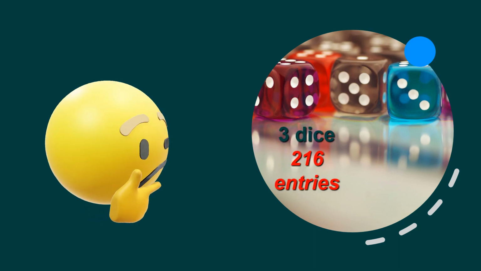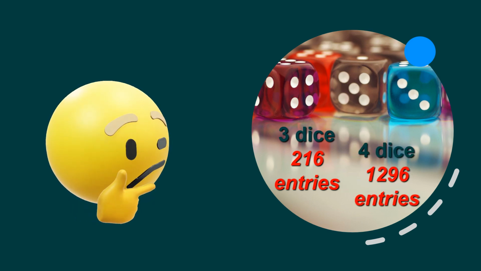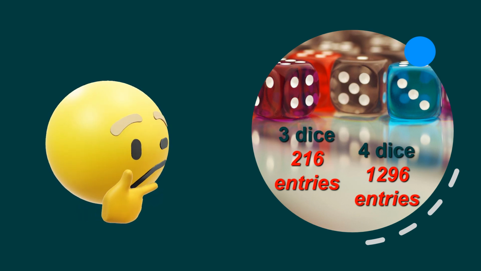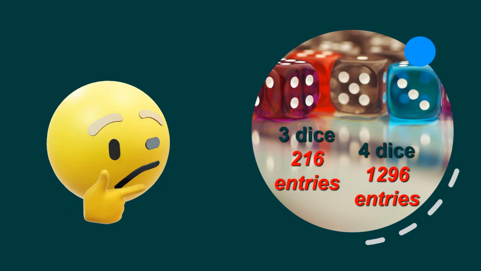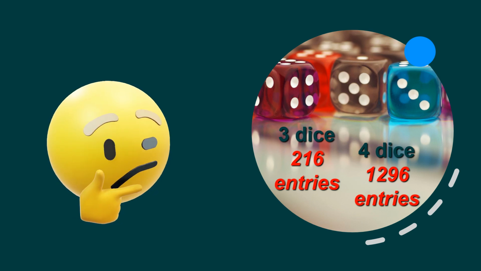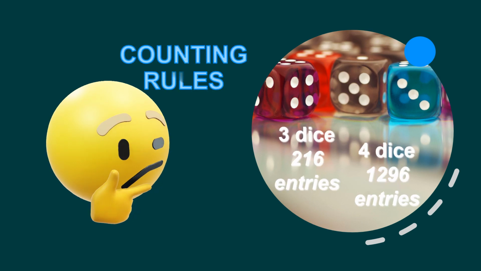Imagine having a sample space of throwing 3 dice, which has 216 entries, or a sample space of throwing 4 dice, which has 1,296 entries. If you are going to do a manual computation, that is, you manually calculate from 0 to 215 or 0 to 1,295, that would just be too much for an ordinary soul. In other words, we deserve the counting rules.